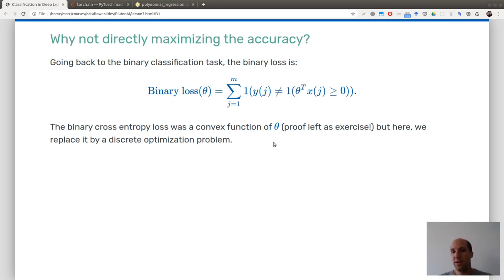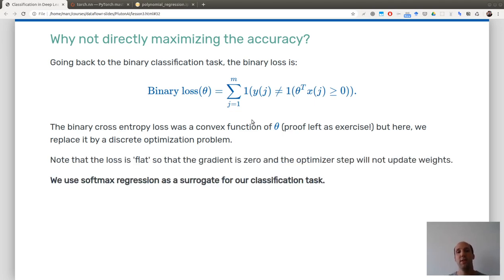It turns out that it's not at all a good idea. One of the reasons is that this function, as a function of theta, is completely flat. Okay, there is a jump, but it's completely flat in terms of theta. So if you compute the gradient, you will find zeros everywhere, and it's not well defined at one point. So you cannot use such a function to do gradient descent for sure. One way to interpret what people are doing in deep learning is using the softmax regression as a proxy for this binary class minimization.